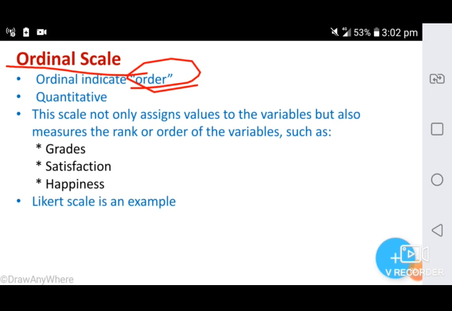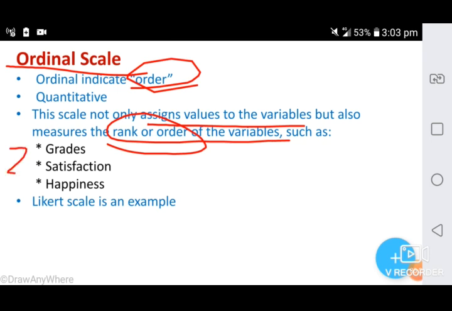It can be named, grouped and also ranked. This scale not only assigns values to the variables but also measures the rank or order of the variable, such as grades, satisfaction and happiness. Likert scale is an example. In this scale, the answer options are usually totally satisfied or totally dissatisfied, like that. So ordinal scale identifies the rank of variables.